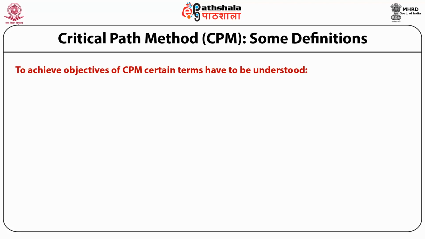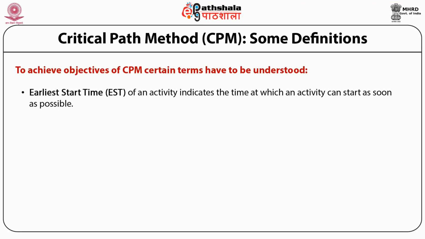The purpose of the CPM technique is to find the scheduled project completion time. Second, schedule start and finish times for each activity. Next, identification of the most important or critical activities which should be completed within scheduled time and without delaying the project. Identification of non-critical activities which can be delayed by a specific time without delaying the completion of the project from its scheduled time. To achieve the objective of CPM, certain terms have to be understood.